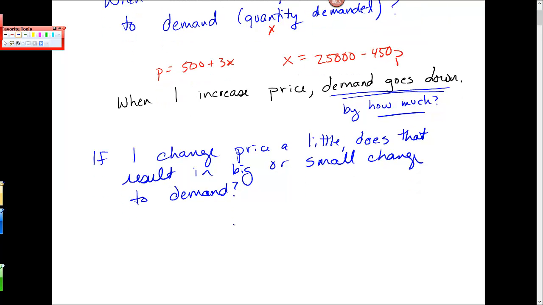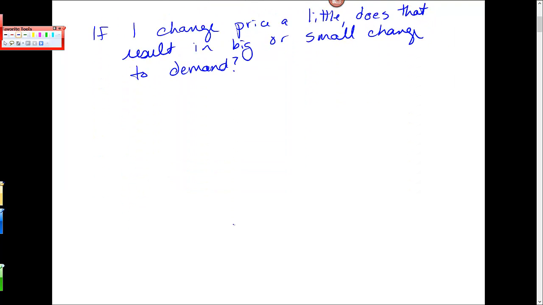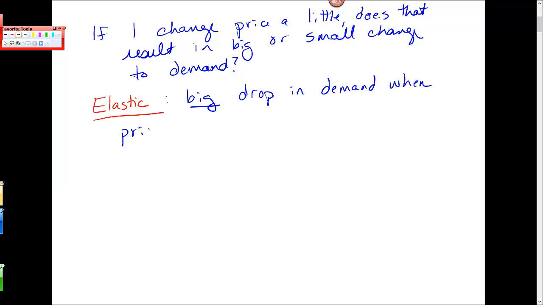Right? Okay. And this question is the exact question about elasticity. So it says, is demand elastic or inelastic? So let's talk about these two cases. Elastic goods, or elastic demands, are demands that have a big response, a big drop in demand when price is raised a little bit.